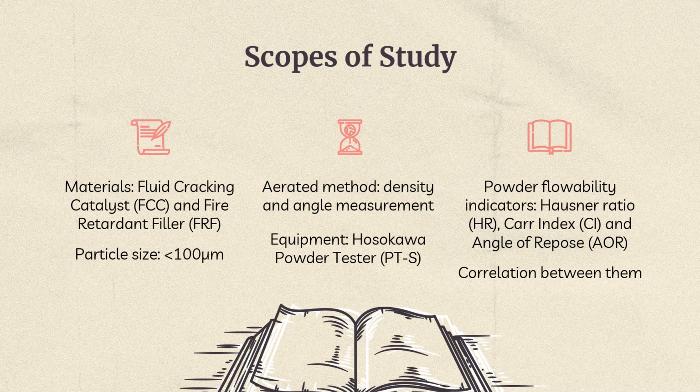For the scopes of study, two types of inert powder, namely fluid cracking catalyst FCC and fire retardant filler FRF, were used as the materials in this work. The sizes of the fine and coarse powders were below 100 micron. The powder flowability was measured by Hosokawa powder tester model PTS using aerated method, which involves density and angle measurement. HR, CI, and AOR were used as the powder flowability indicators to predict the powder flow characteristics. The correlation between these three indicators was determined.